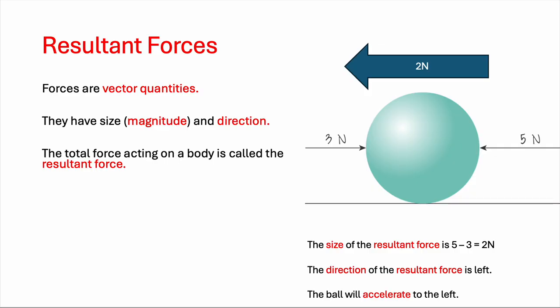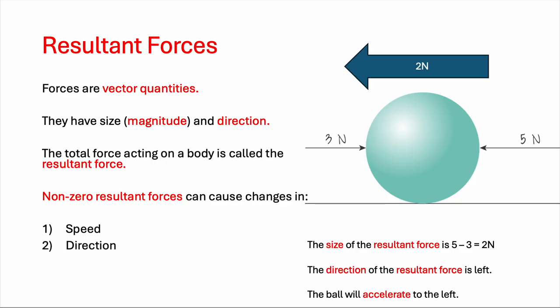Let's talk a little about the effect of these forces. There are a few things which could happen here due to the force. One thing that could happen due to the fact we have a non-zero resultant force, we might change the speed. It might get faster, it might get slower. We might change direction. We might have the ball initially traveling right and then beginning to travel left instead.